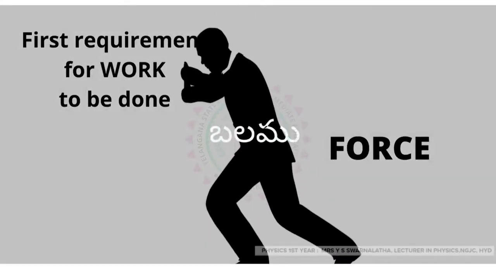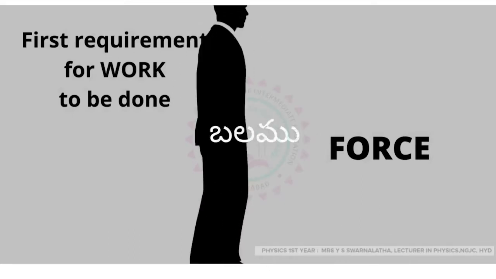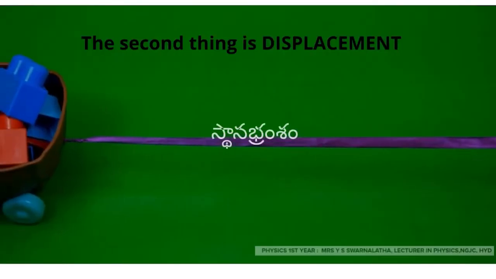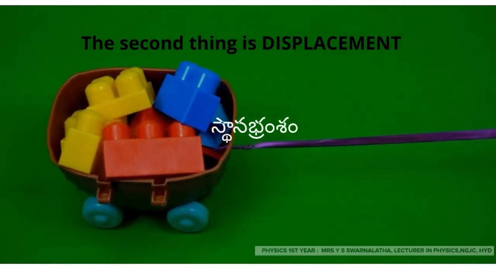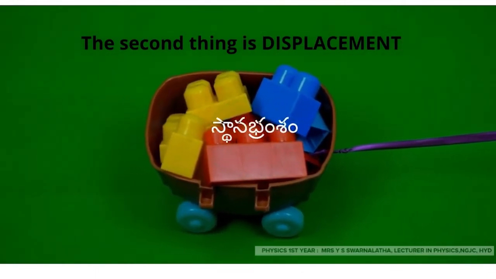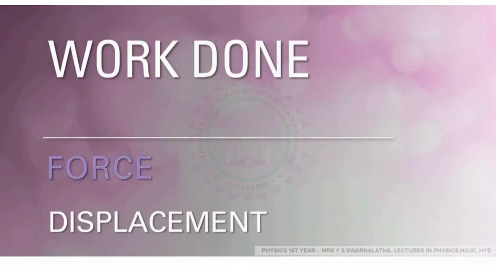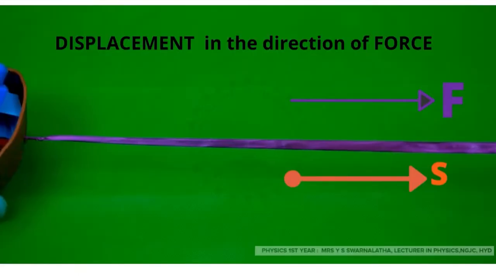The first requirement for work to be done is force. So, పని జరగాలంటే ఫస్ట్ మనకు కావాల్సింది ఏంటి? బలము. And the second thing, of course, is displacement, అంటే స్థానభ్రంశము. So, work is said to be done when force and displacement are multiplied. So, force into displacement. పని అంటే బలము into స్థానభ్రంశం.